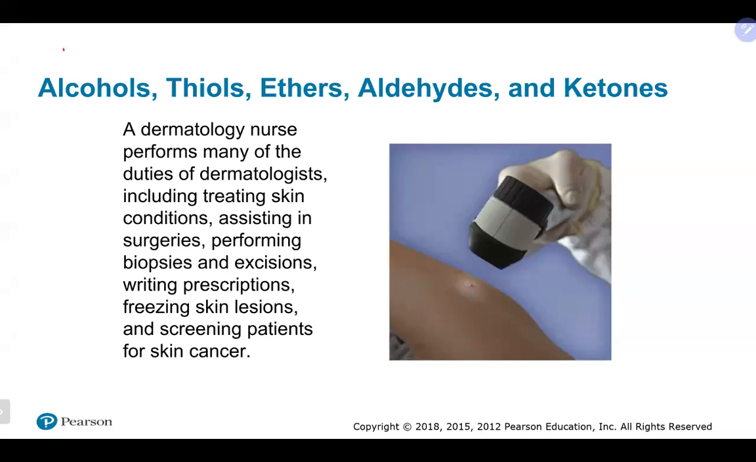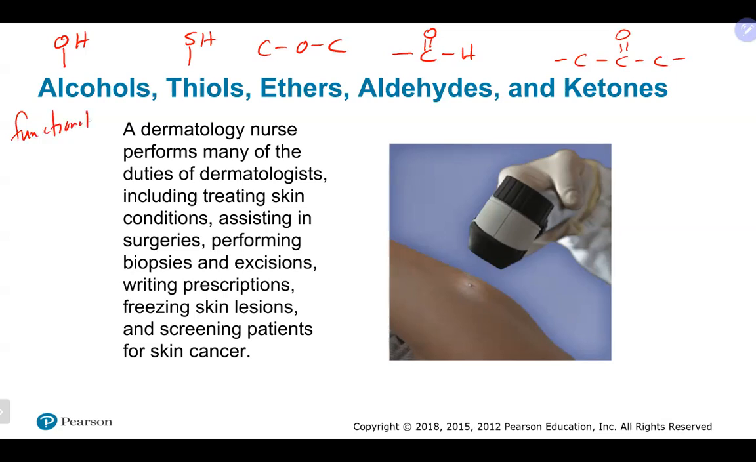The alcohol's functional group is the OH group. The thiol is the SH group. The ether is a carbon, oxygen, carbon functional group. The aldehyde is a carbon, oxygen double bond with a hydrogen. And the ketone is 3 carbons in a row, and the center carbon has a double bonded oxygen. So these are the functional groups for each of these.